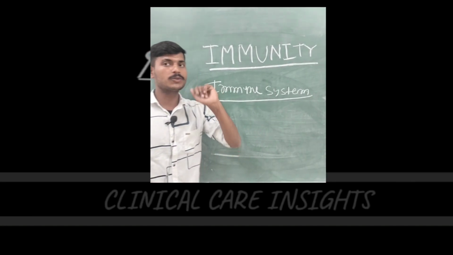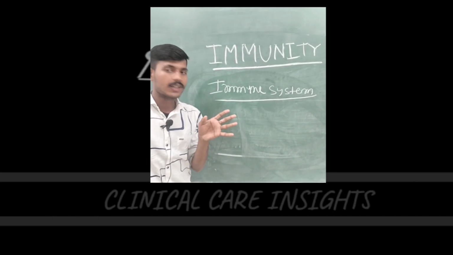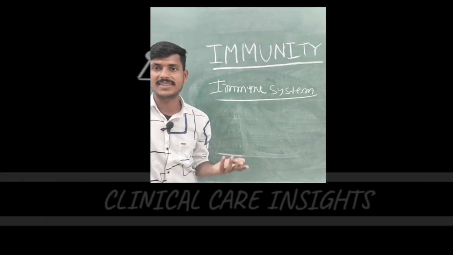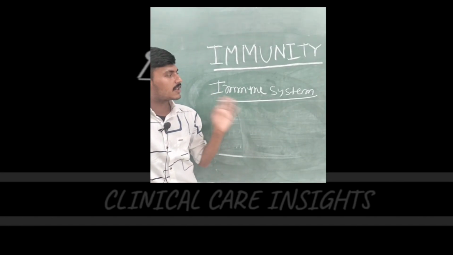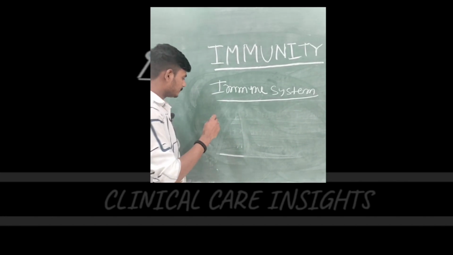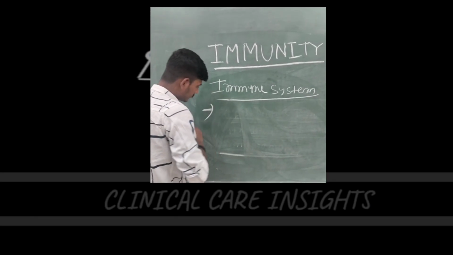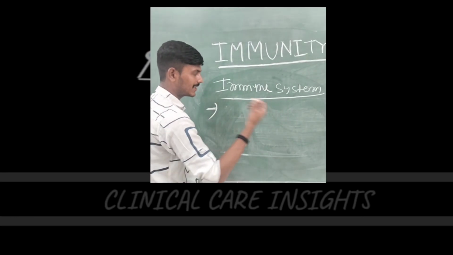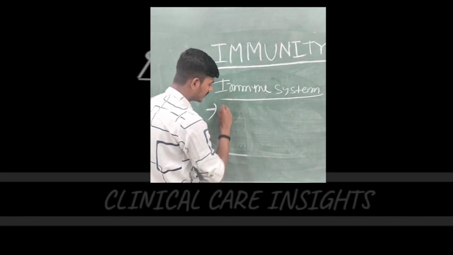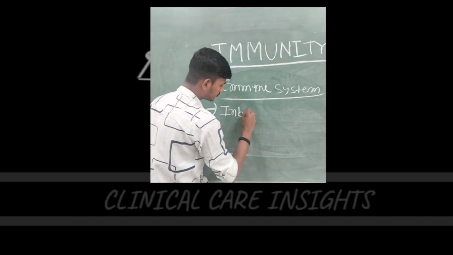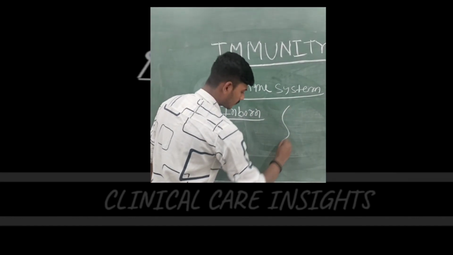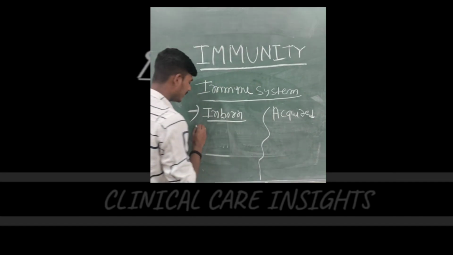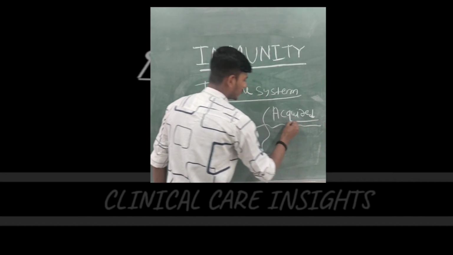You understood that the immune system is the one which deals with foreign particles, cellular debris, any infectious agents, microbial diseases, viral diseases. Every disease, these systems are involved in dealing with. Now, if we talk about the classification of immune systems, it may be either inborn or it may be acquired immunity.